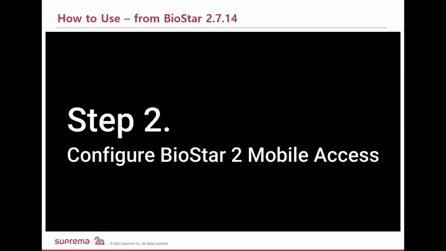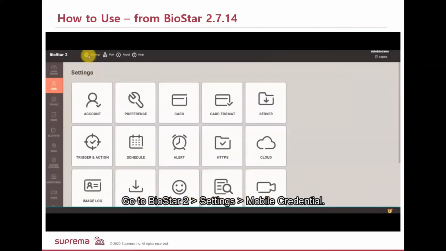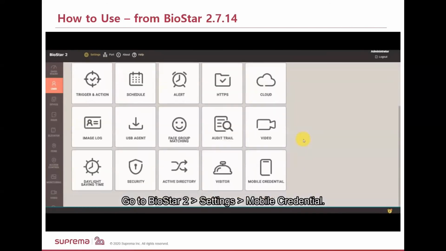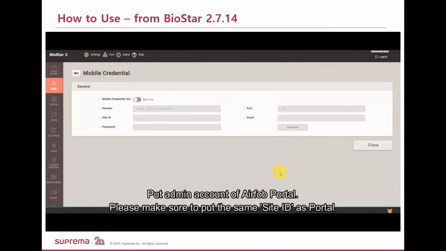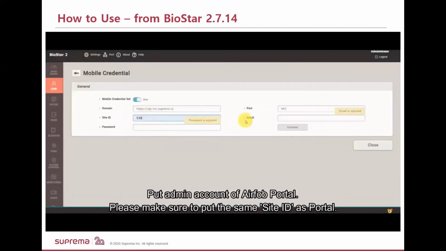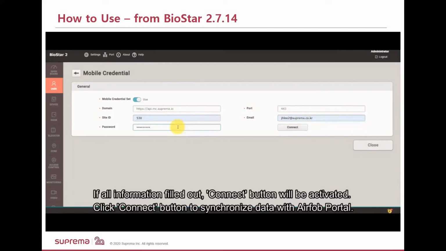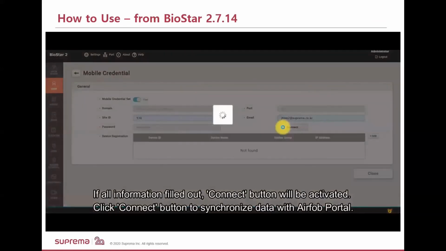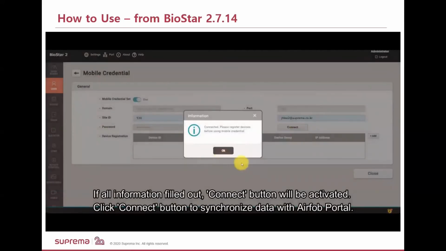Step 2. Configure Biostar 2 Mobile Access. Go to Biostar 2, Settings, Mobile Credential. Put in the admin account of the AirPod portal. Please make sure to put in the same site ID as the portal. If all information is filled out, the Connect button will be activated. Click the Connect button to synchronize data with the AirPod portal.